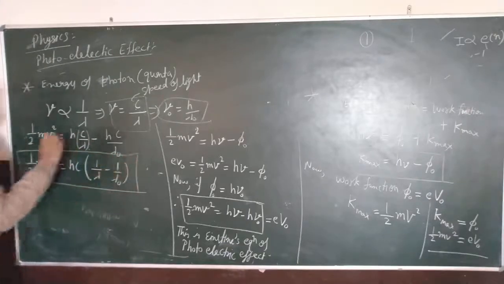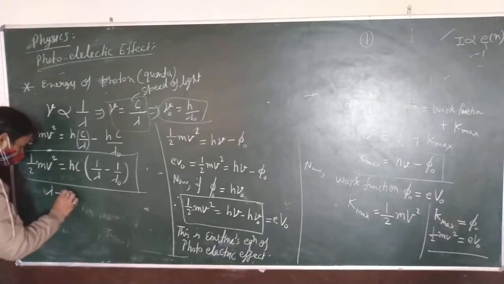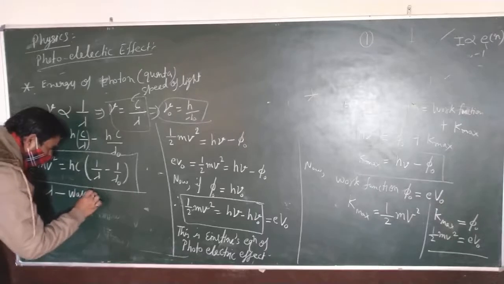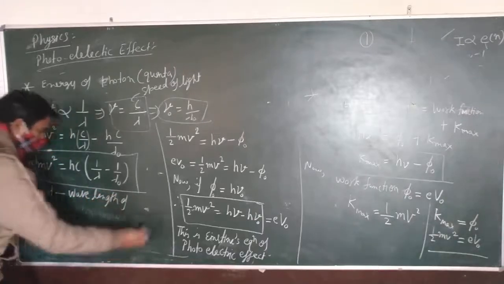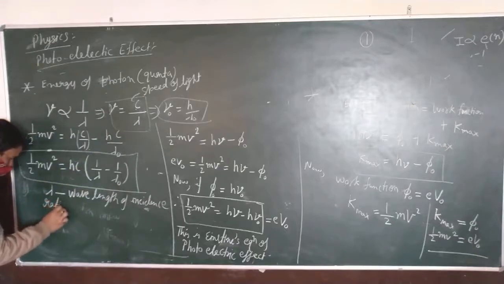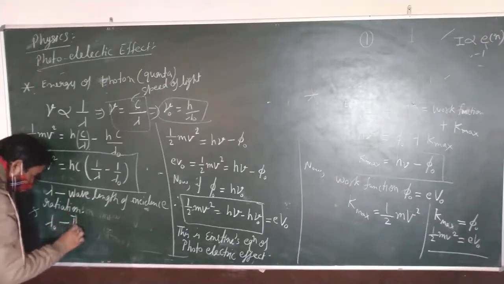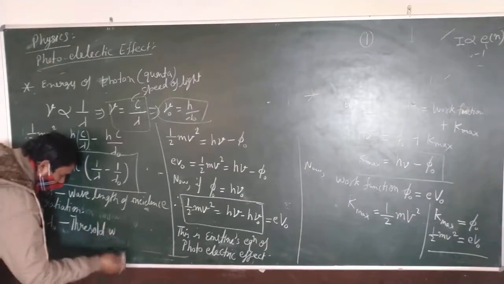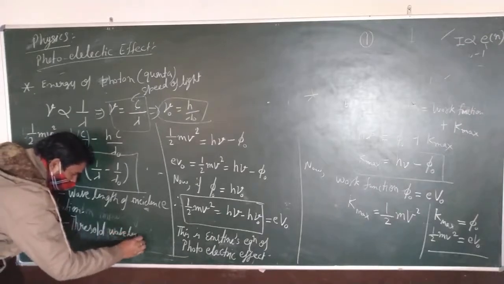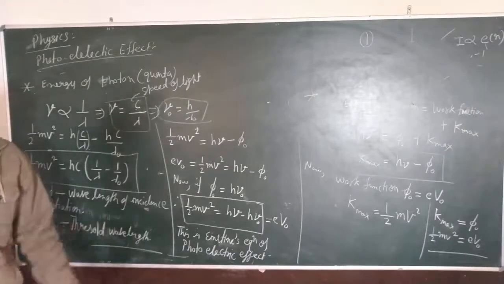This is the relation of Einstein equation in the form of the wavelength, where lambda is wavelength of incident photon or radiation, and lambda naught is threshold wavelength of the light up to which the electron will emit from the surface. Clear? This is the Einstein equation.